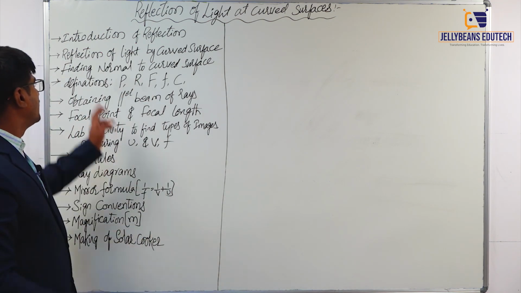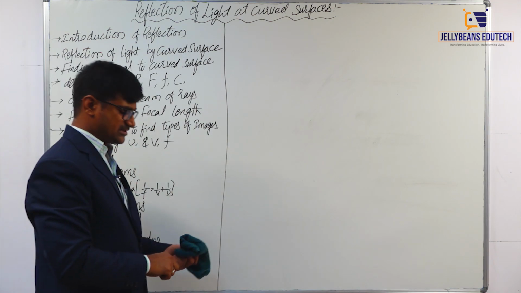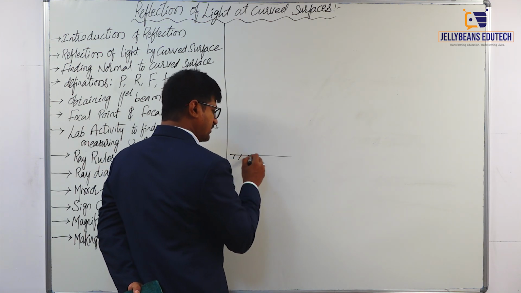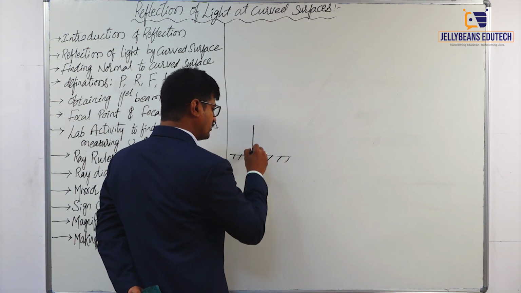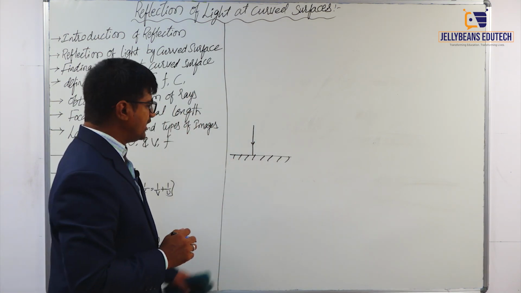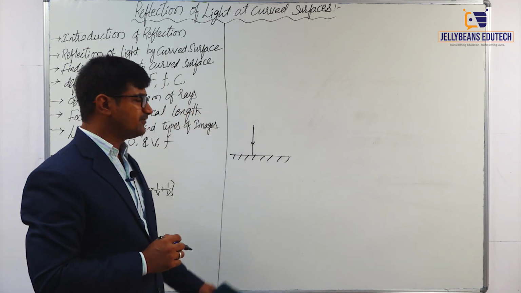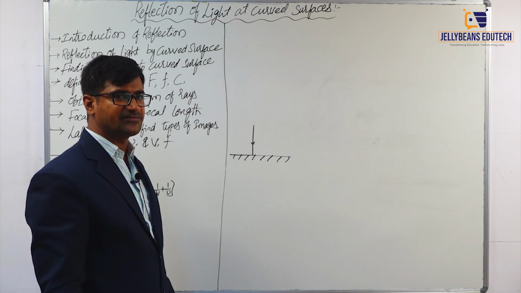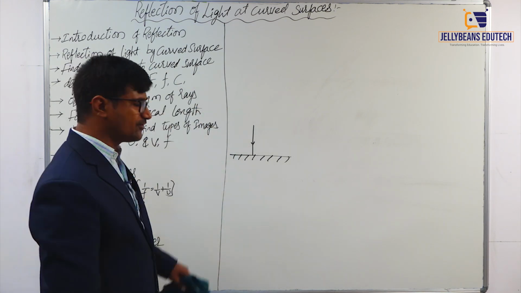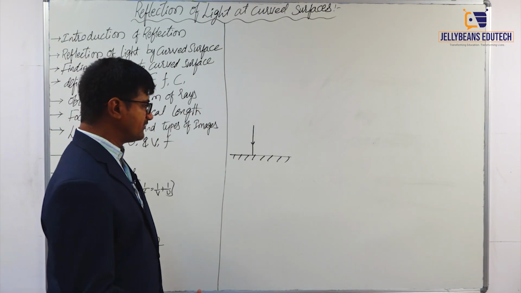Next, finding the normal for a curved surface. When we draw a normal for a plane surface, we simply draw a perpendicular line and consider it as a normal. In this way we can consider an infinite number of normals for a plane surface. Now we will discuss how to find the normal for a curved surface.